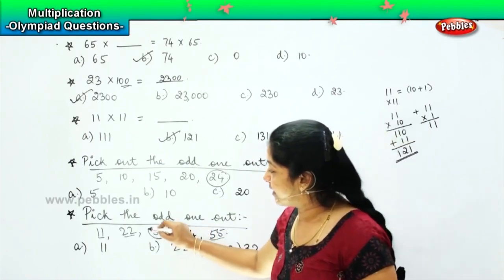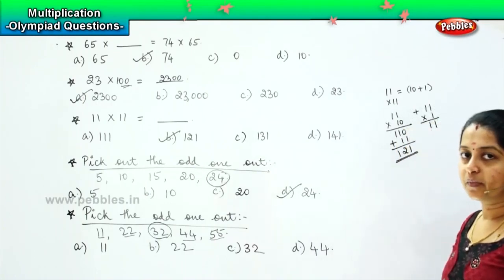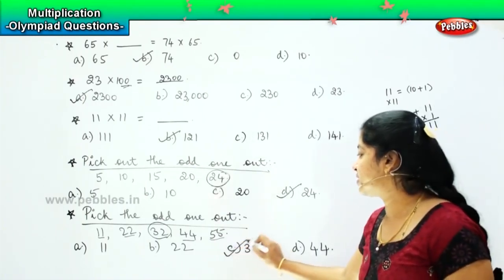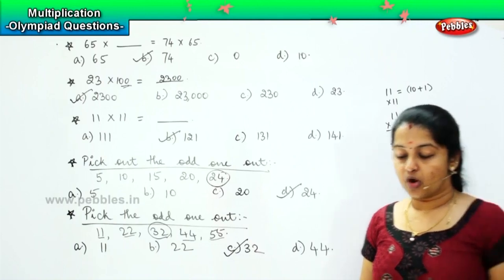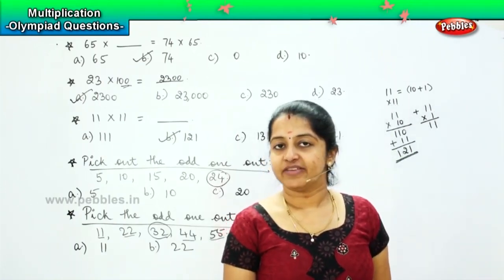but then here they have written as 32. So, which is the odd one out here? Very good. So, option C 32 is the odd one out. Are you finding it interesting to solve, children? Shall we solve some more?